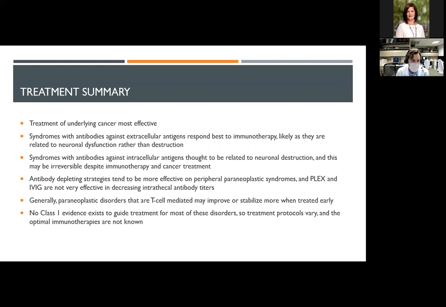And there is no class 1 evidence to guide treatment for most of these disorders, especially the central nervous system ones anyway. So the treatment protocols vary a lot, and really the optimal strategy is not known. But at least based on the evidence we have, we have a way of going about treating them with the steroids, IVIG and Plex first, and either rituximab or cyclophosphamide second. I feel like most people lean towards rituximab, but there's not really a right or wrong answer beyond what the data can tell us.